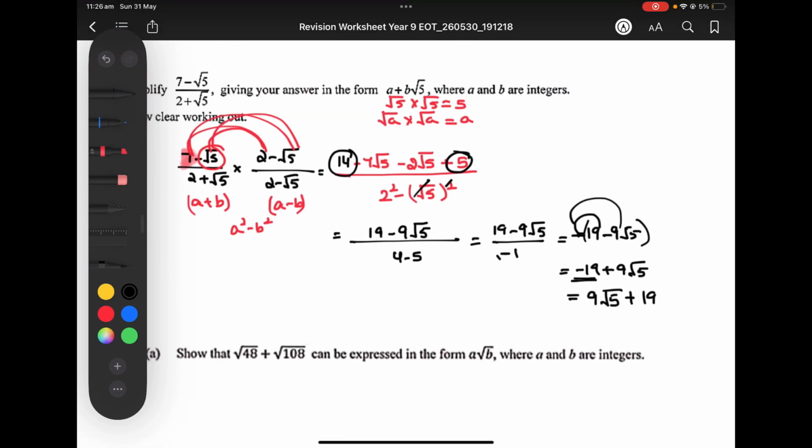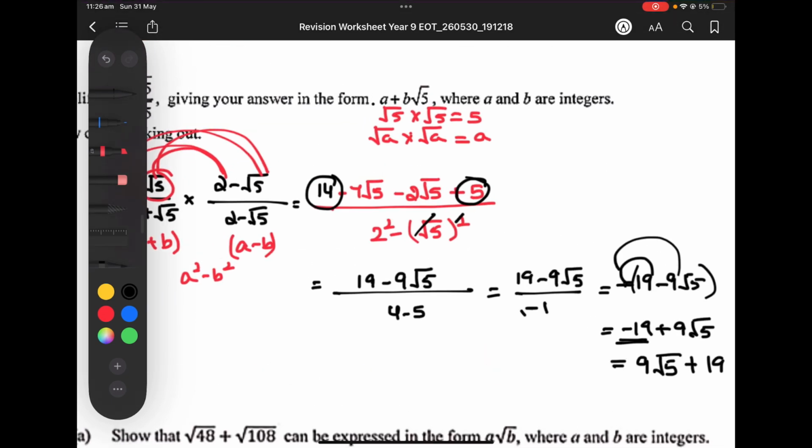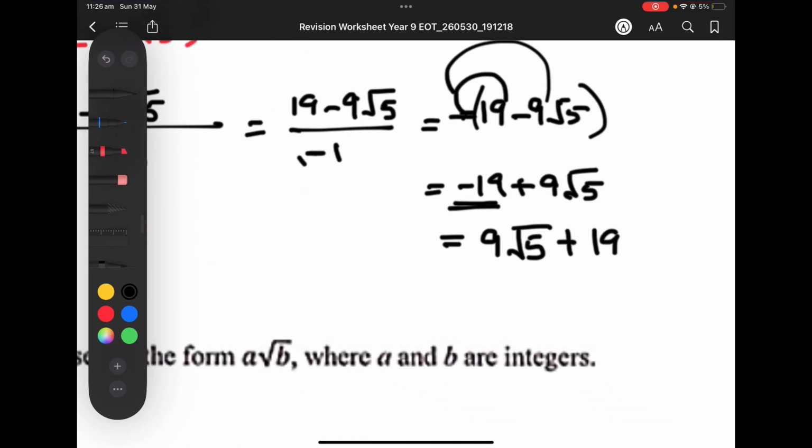And then they asked, what is your a and b term? Sorry, there's supposed to be a minus here, minus 19. This is your b root 5 and this is your a. So your a is 19.